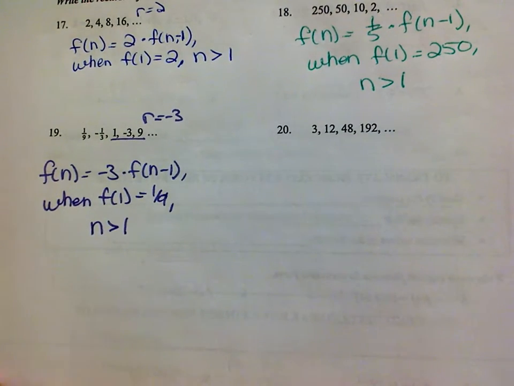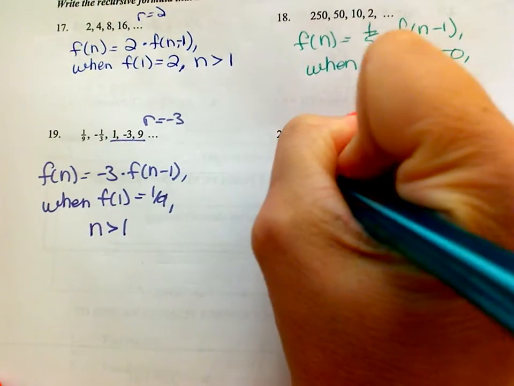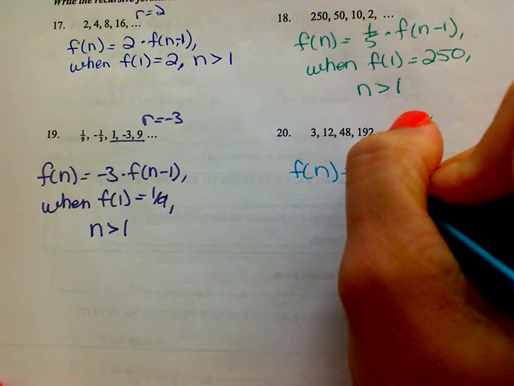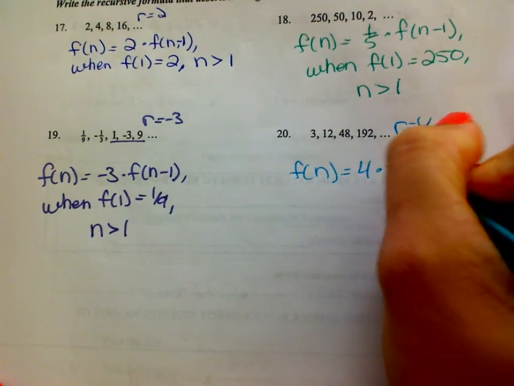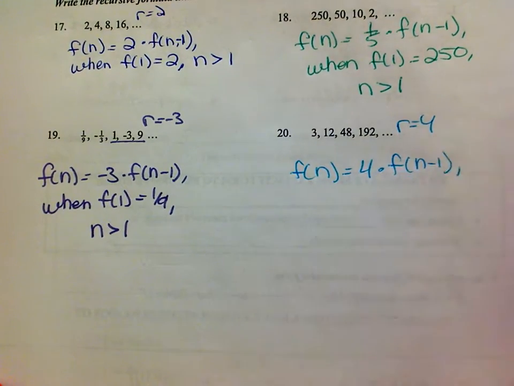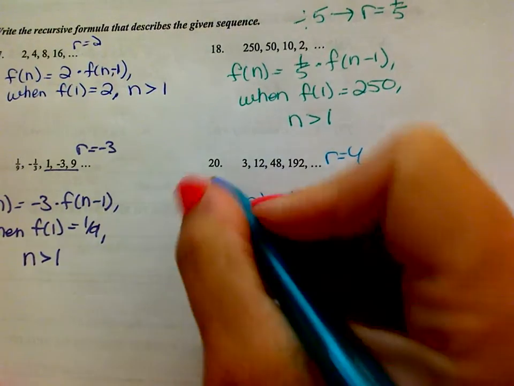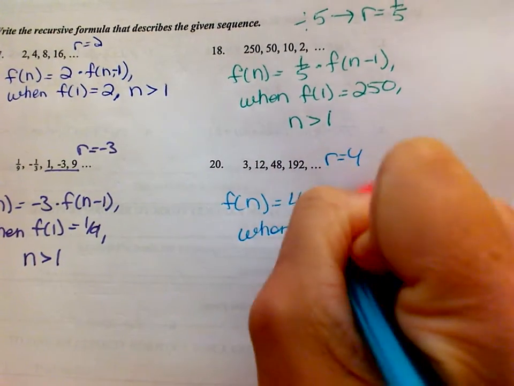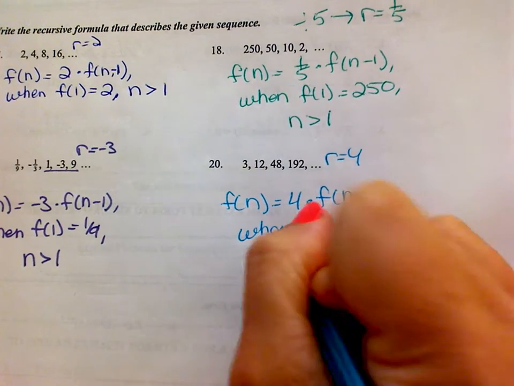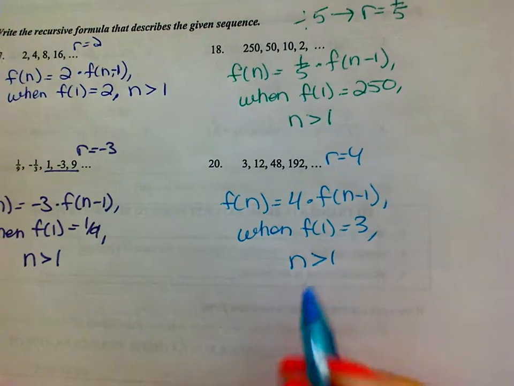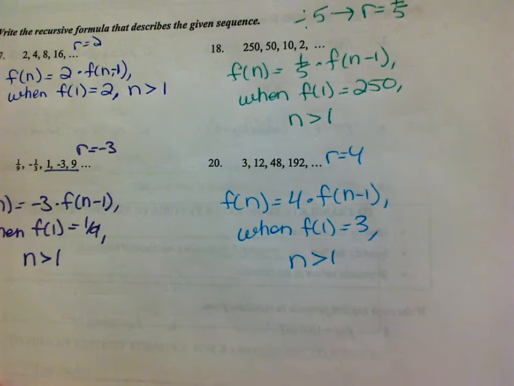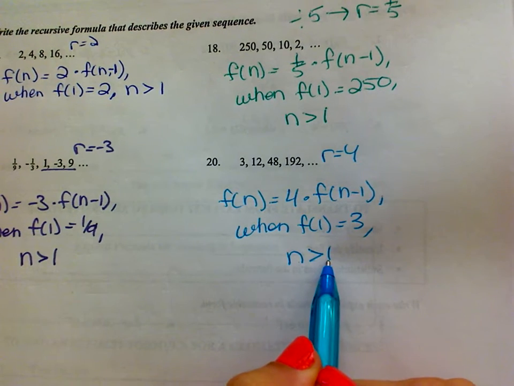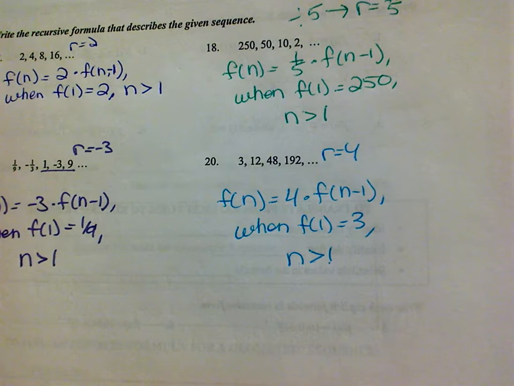And number 20. We keep multiplying by 4. So we do 4 times the previous term when we start with the first term of 3. And you have to go forward past the first term, not backwards. So there's only term numbers greater than 1.